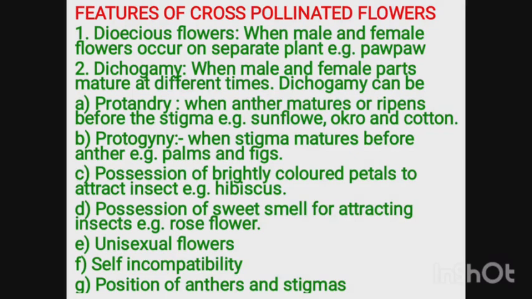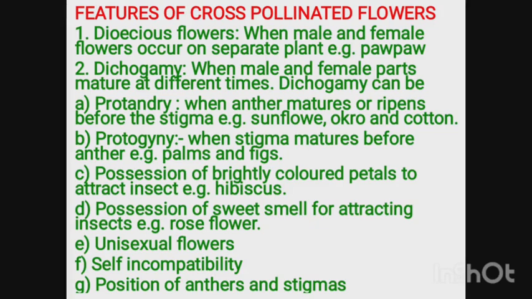The next feature is that all cross-pollinated flowers are unisexual. I've said that earlier. They are either male or female, but they are not both at the same time. So you call them unisexual. You call them dioecious flowers.